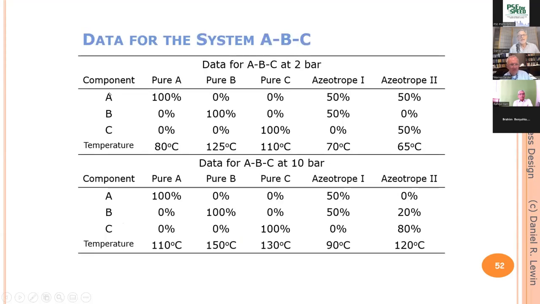So ABC, let's start with ABC. We see here the three components, A, B, the materials, and this is the mass separating agent. So here are the pure boiling points of A, B, and C. There are two azeotropes. And if we change the pressure from 2 bar to 10 bar, we notice that our problematic azeotrope, which was 50-50 AB, has unfortunately not moved as a result of changing the pressure, meaning that we are going to require the use of at least one of the mass separating agents.